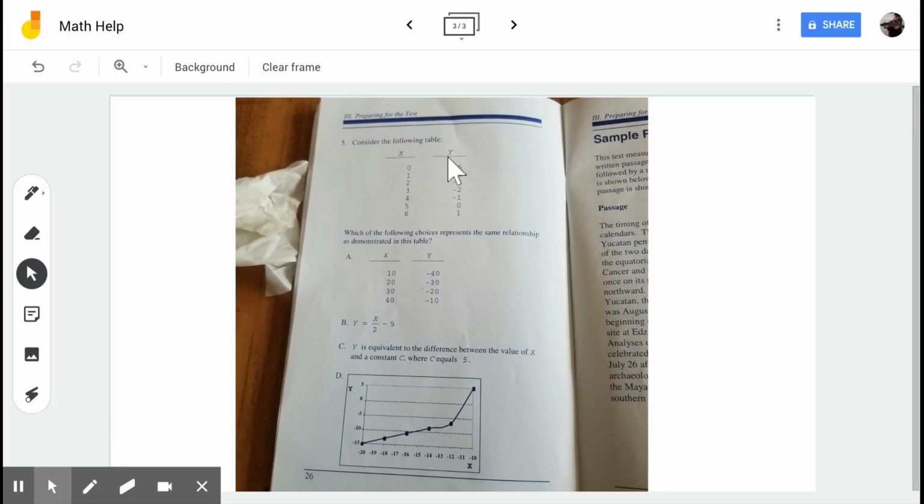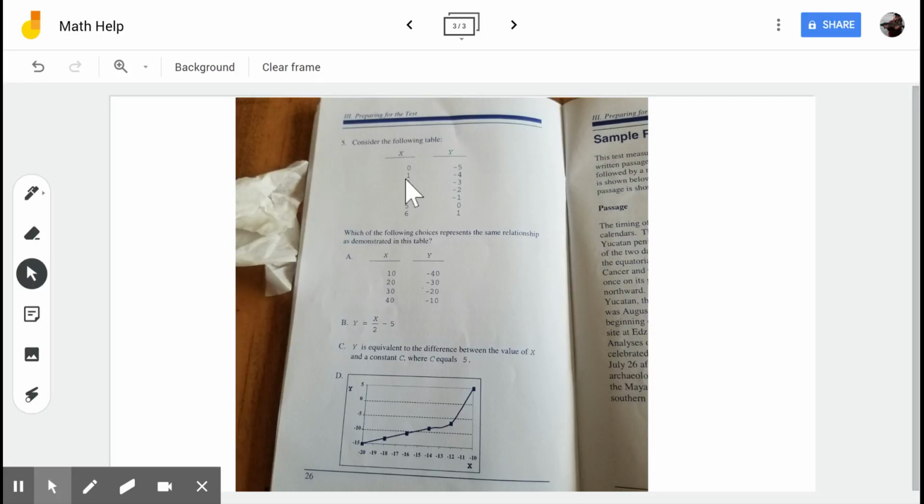So this table is just representing a relationship between numbers, so x and y. Usually we take the value for x and do something to get the value of y. I always check to see if I could just add or subtract something, the same thing over and over. The relationship has to be the same if it is a function.